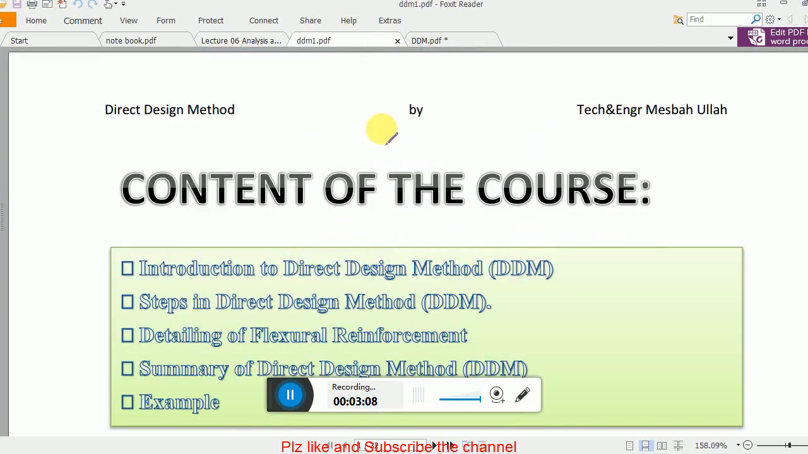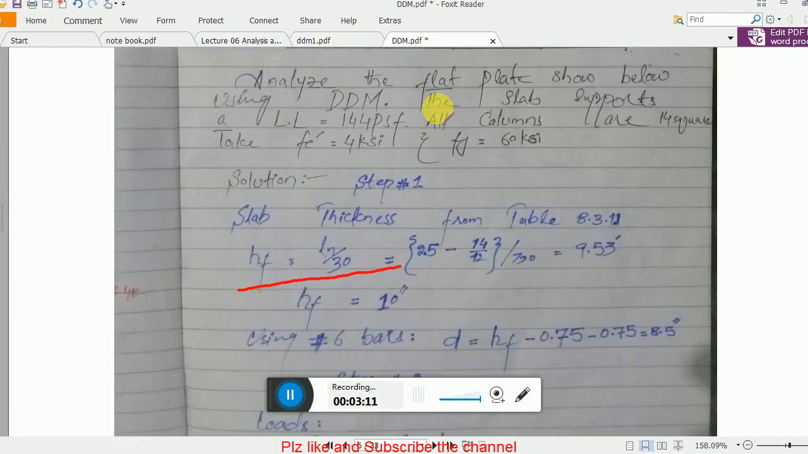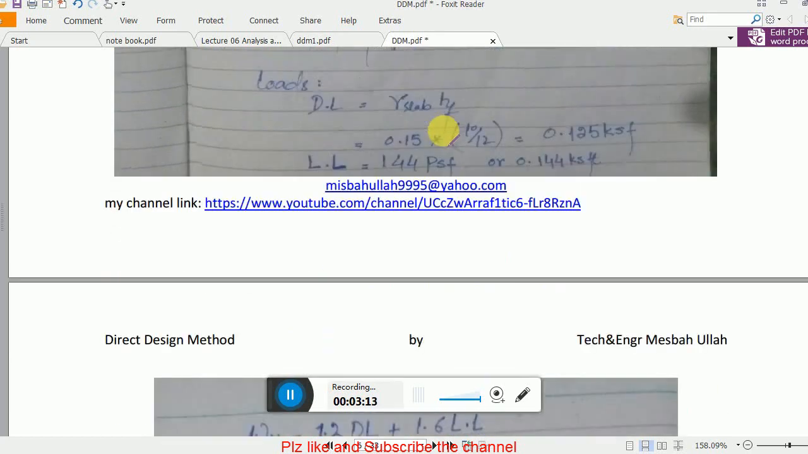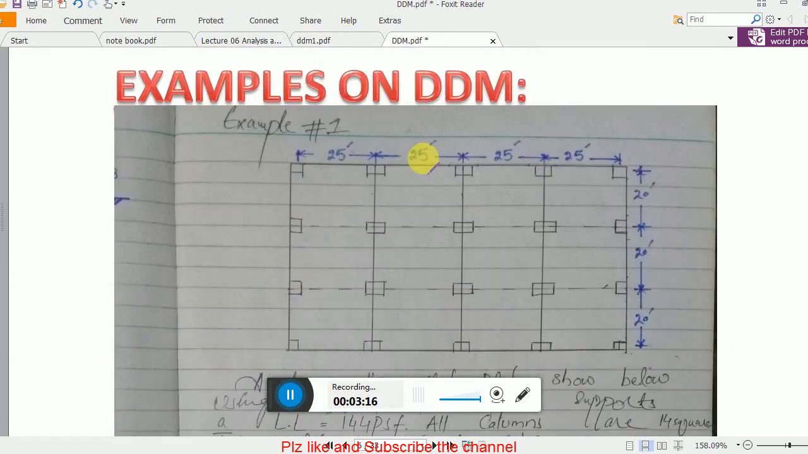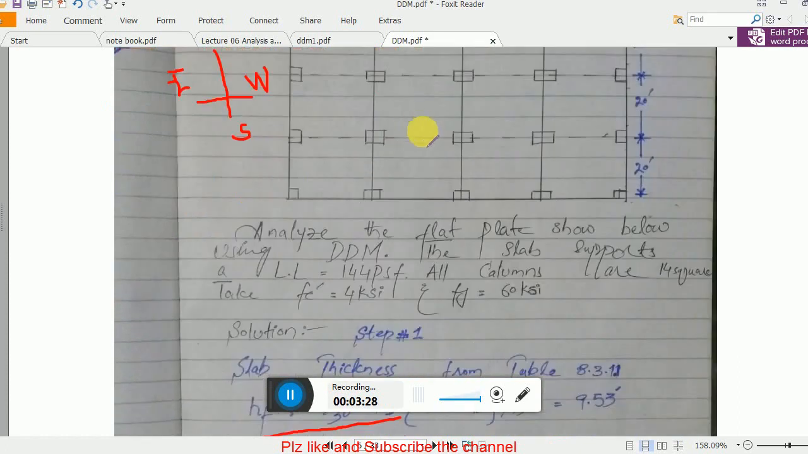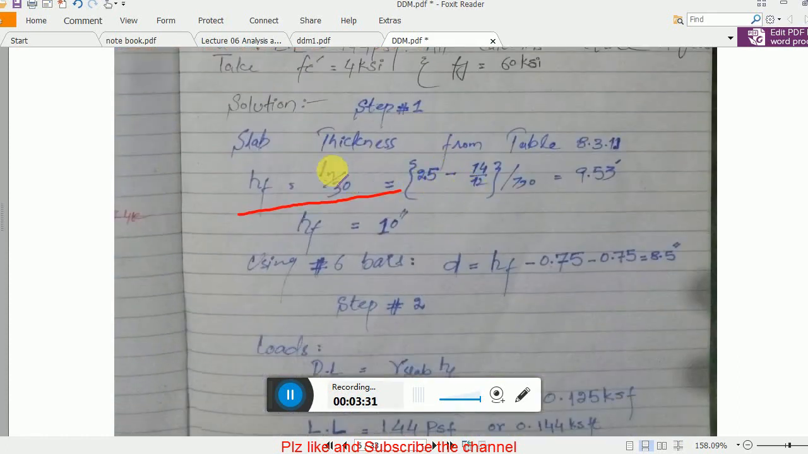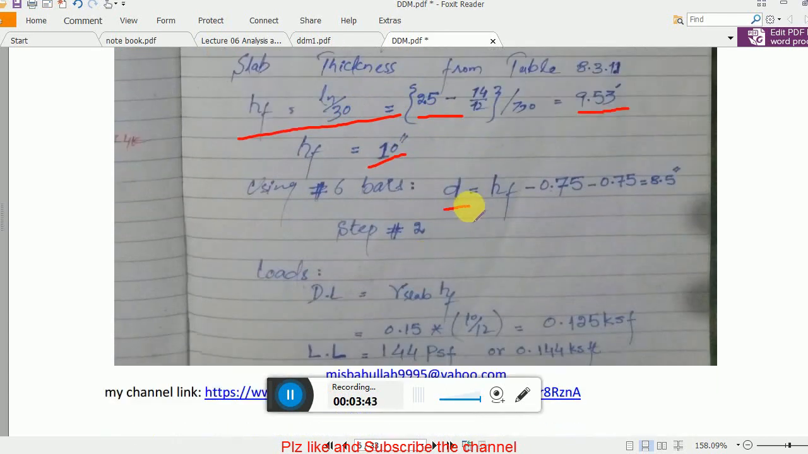Now what is ln? Ln is your larger dimension. As you see, the frame is basically in the east-west direction. This is the east-west direction, and this is your north-south direction. So in the east-west direction the length is larger, that is 25 feet, so that's why we are using 25 feet. And how can we determine it? This is simple: 25 minus column size, divided by 12 and divided by 30, you get 9.53, say 10 inches. And then we need to determine the effective depth.